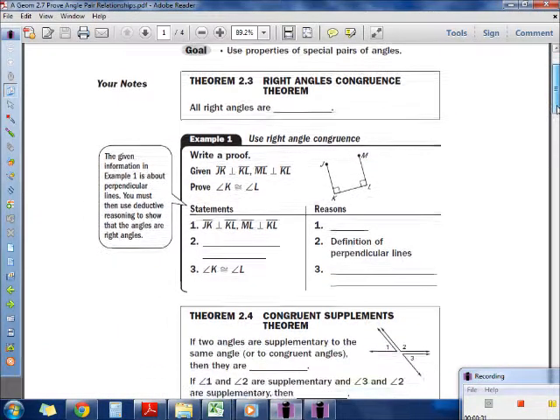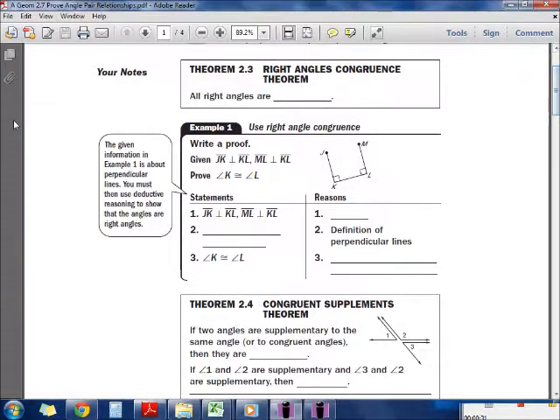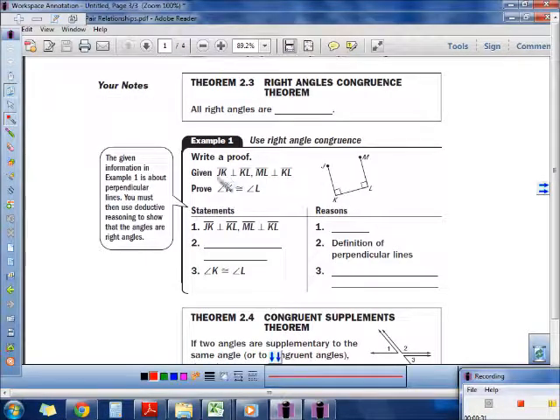Example 1, it gives us a bunch of information. It tells us what we're trying to prove. The first thing we got to do is analyze the given information. It says JK is, what's that symbol? Perpendicular. JK is perpendicular to KL. And let's see if it's noted. Yeah, it's noted by that right angle mark.